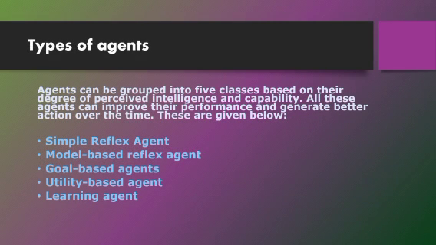In this, we are going to show about the types of agents in AI. Agents can be grouped into 5 classes based on their degrees of perceived intelligence and capability. All these agents can improve their performance and generate better actions over time. The types are given below: simple reflex agent, model-based reflex agent, goal-based agents, utility-based agents, and learning agents.